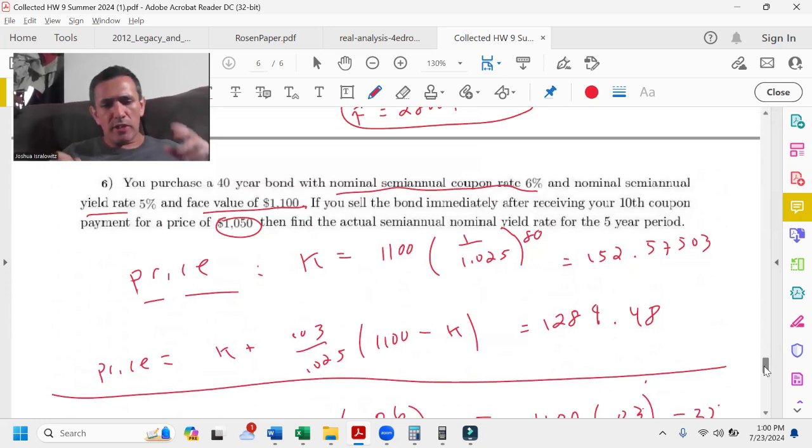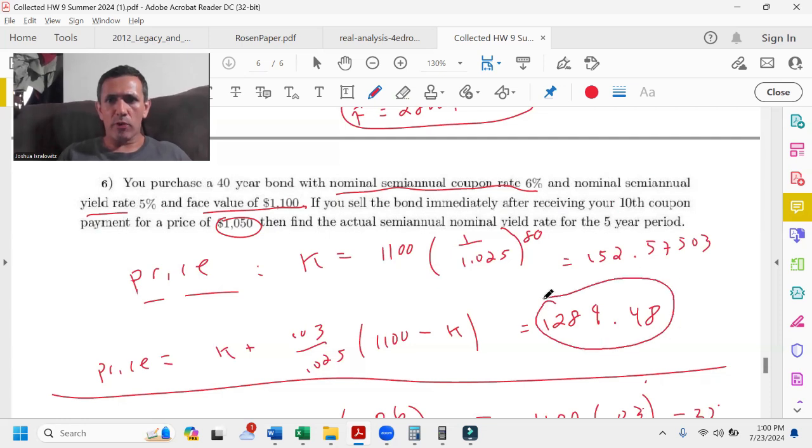I have been stressing price is always present value, but that's the price of something right now. So you don't want to just say present value is 1050 because you're selling something 5 years from now for 1050. That makes no sense. The present value is the price that you pay at the beginning for this bond, which is my 1289.48. This is my present value.